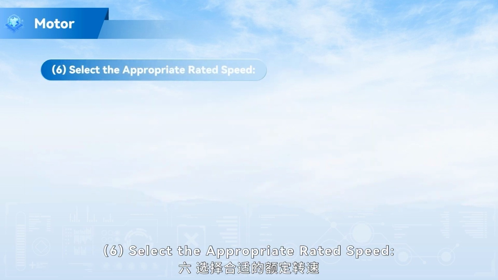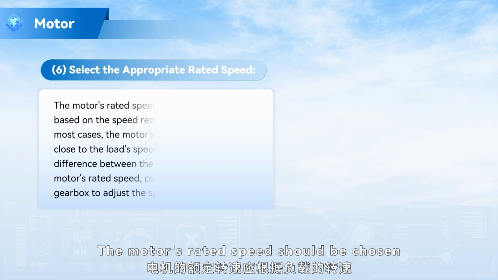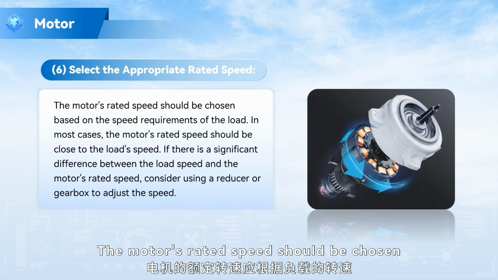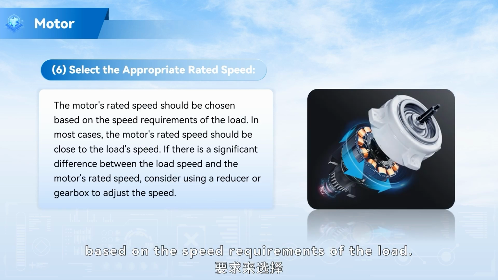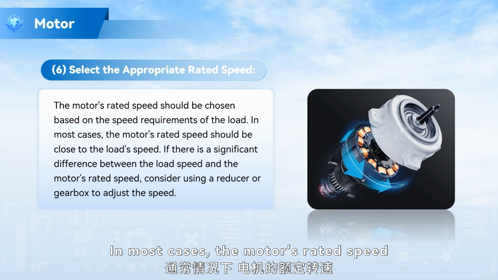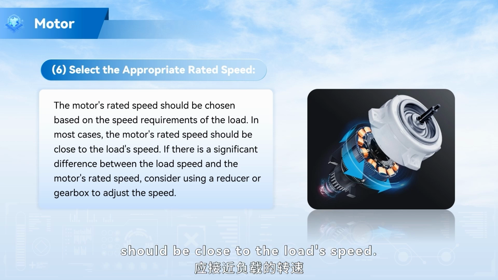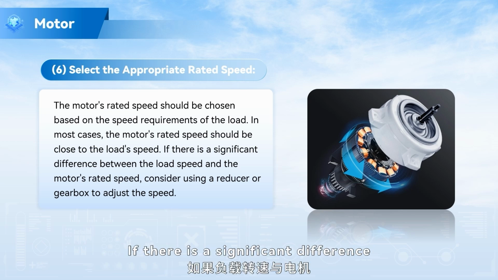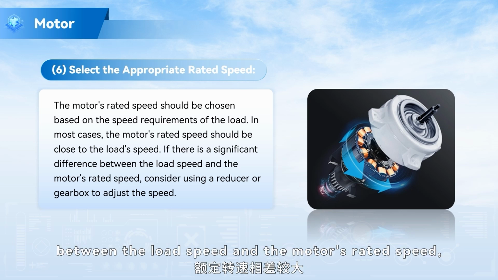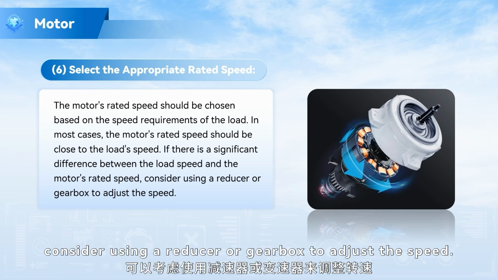6. Select the appropriate rated speed. The motor's rated speed should be chosen based on the speed requirements of the load. In most cases, the motor's rated speed should be close to the load speed. If there is a significant difference between the load speed and the motor's rated speed, consider using a reducer or gearbox to adjust the speed.